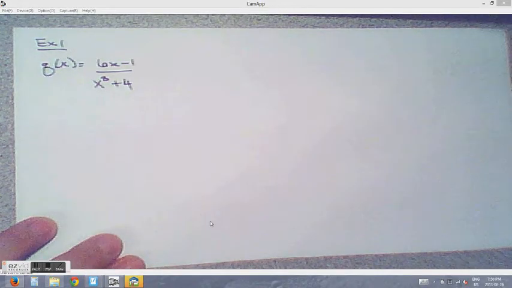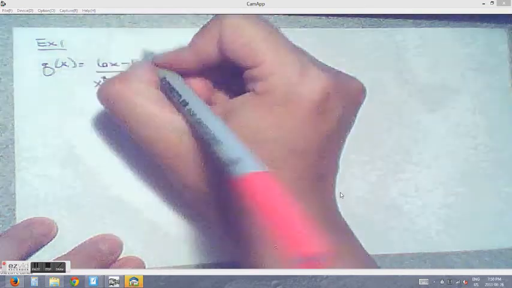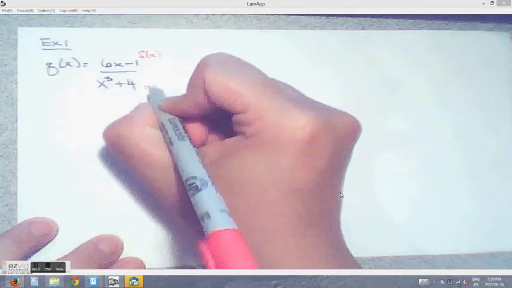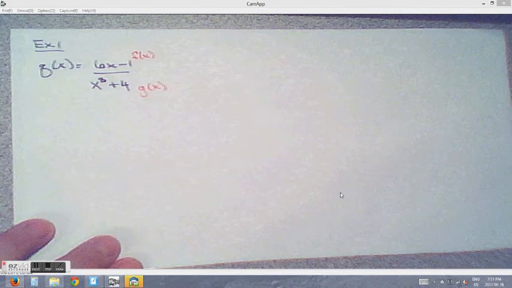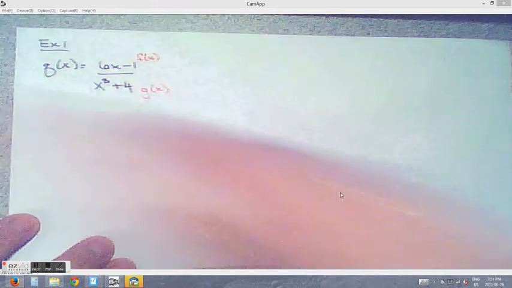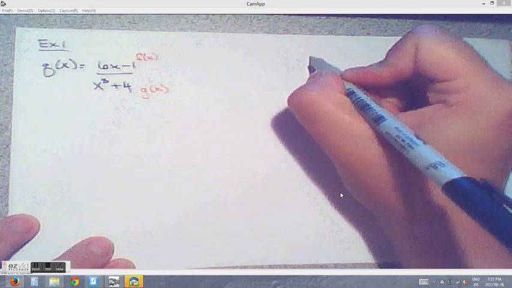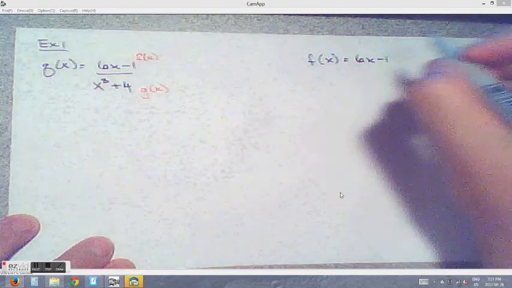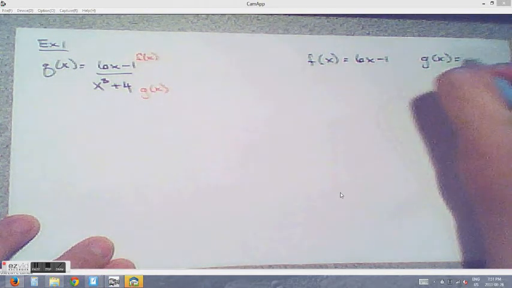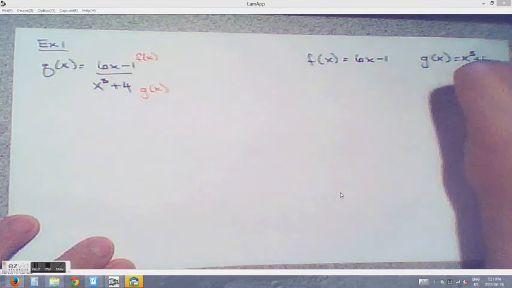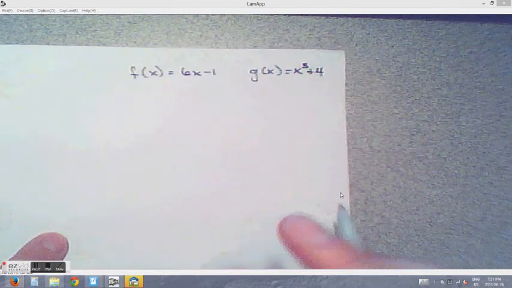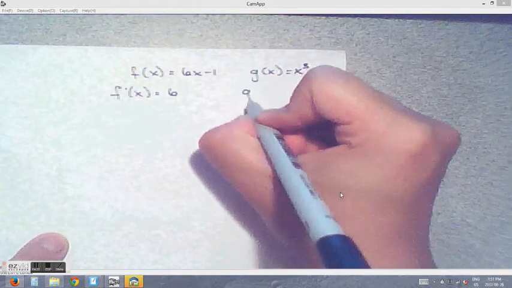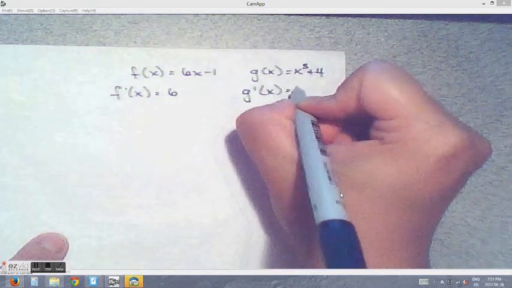Quotient rule. Just as before, I like to label the top as f(x) and the bottom as g(x). So f(x) is equal to 6x minus 1. g(x) is equal to x cubed plus 4. F'(x) is equal to 6. G'(x) is equal to 3x squared.